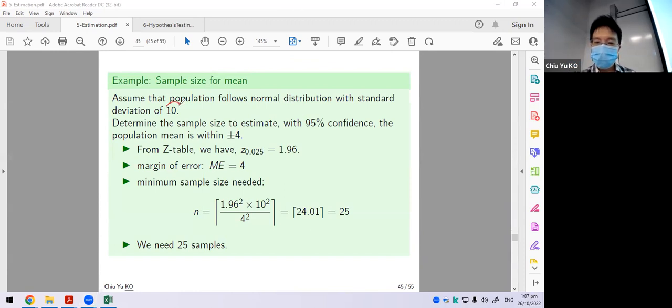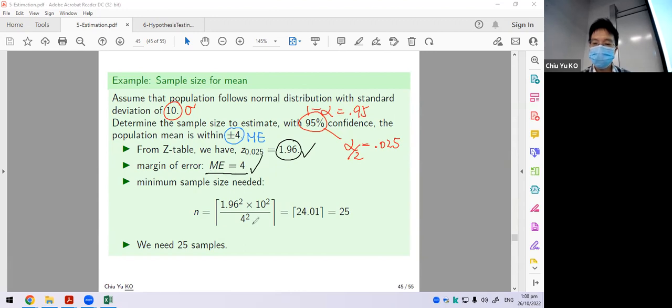We have sigma equal to 10. That's what they said. I want alpha, 1 minus alpha is 0.95. I guess now you would see alpha over 2 is 0.025 without drawing. And now the margin of error is 4. From what we have learned, this is 1.96. There's no problem, and margin of error is 4.